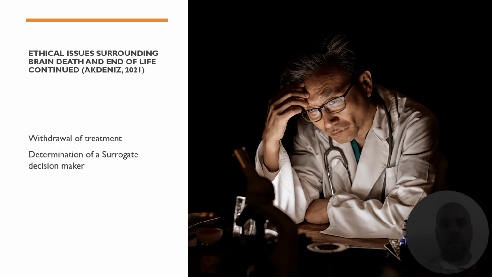There needs to be a determination of the surrogate decision maker. It is the duty of the healthcare team to establish a decision maker or healthcare proxy, so there's one designated person to make the decisions regarding the patient's care plan. This needs to be done within the laws and regulations of that state or county.